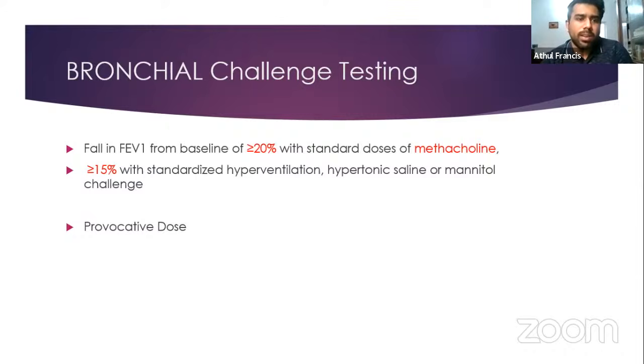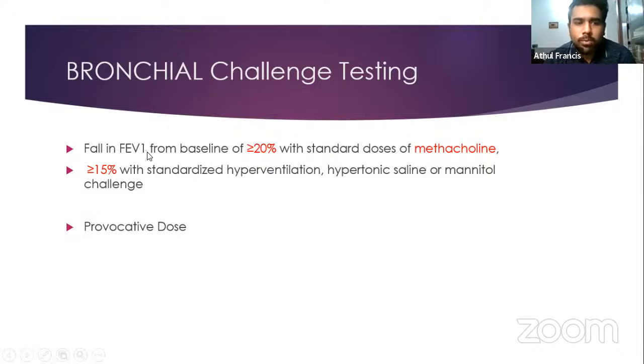So what you have to remember is, in bronchial challenge testing, you give increasing doses of something called methacholine. Methacholine, as we all know, is a cholinergic, so it will cause bronchoconstriction. And as we know, in bronchial asthma there's bronchial hyperresponsiveness, so even for small doses, they start responding at a very high rate.